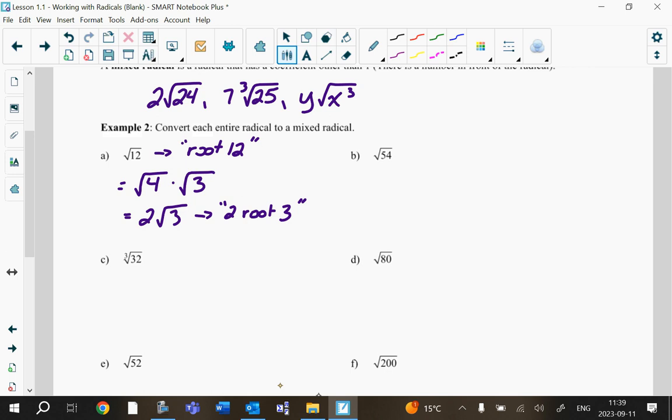So apply that same thinking to B. 9 and 6. Therefore, it becomes 3 root 6.